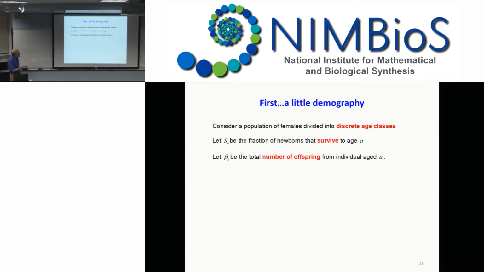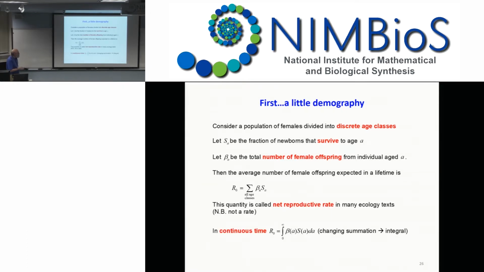You have a population, you divide it into discrete age classes. There's some fraction that survive to a given age. There's a number of offspring. Then the average number of female offspring per female is given by this sum. Essentially, it's a weighted sum of the fecundities associated with all the particular ages. And this is just a snide remark that it's almost always called net reproduction rate in the textbooks, even though it's not a rate.